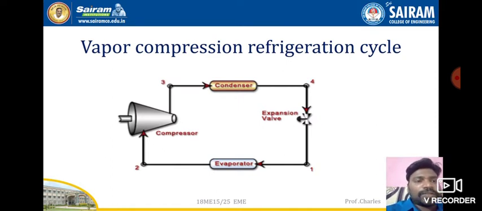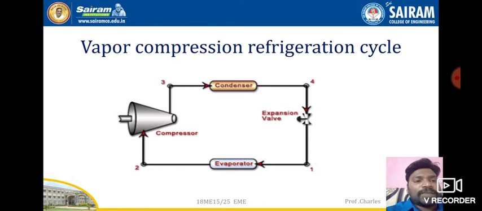Next, moving on to the expansion valve. The expansion valve is nothing but a small narrow path through which the refrigerant passes. While passing through the expansion valve, a pressure drop takes place. That means the pressure comes down. That is the function of the expansion valve, right?